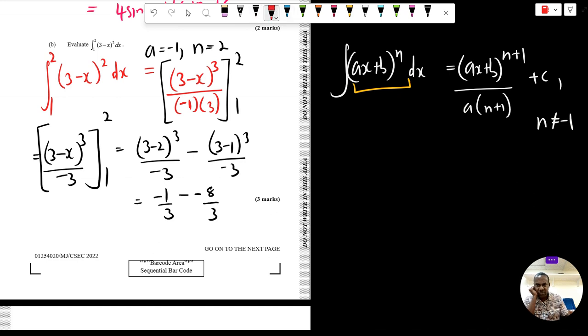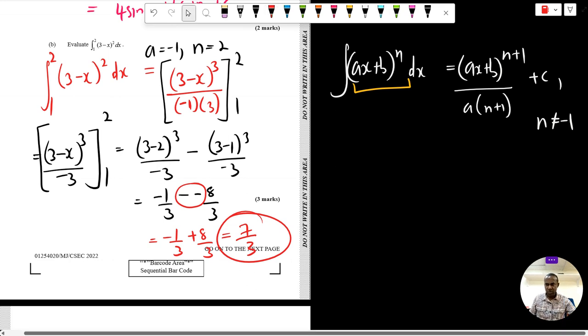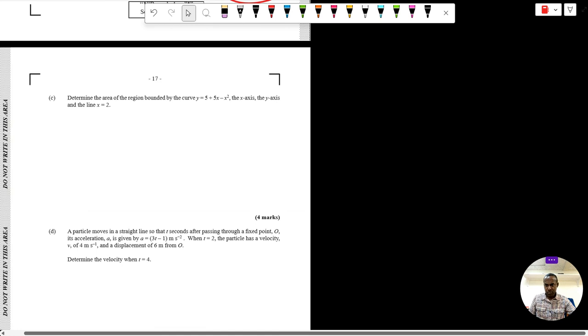So this is minus 8 over 3. These two negative signs multiply to become a plus, and so therefore what we get is minus a third plus 8 over 3, which of course is equal to 7 over 3. So our final answer there for this part is 7 over 3. All right? So assuming that we didn't make any little mathematical errors. All right? So let's move on to the next part of the question.